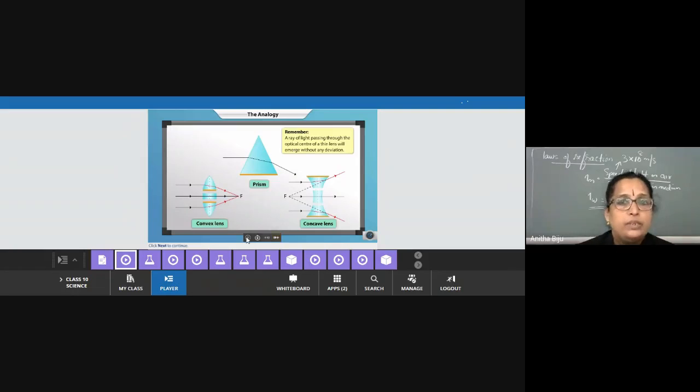You can mention this point. Which point? A ray of light passing through the optical center of a thin lens will emerge without any deviation. Write it down. This is important. When a ray of light passes through the optical center of a thin lens, it will emerge without any deviation. It will not undergo any refraction.